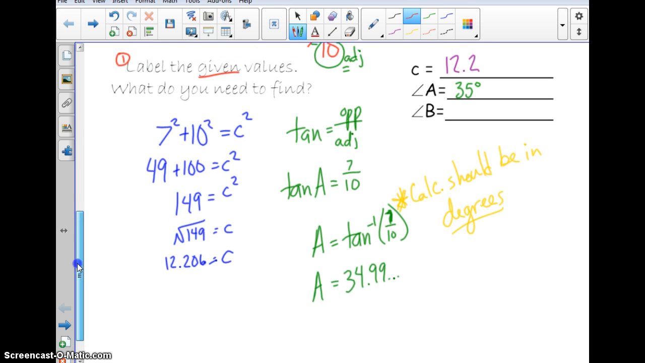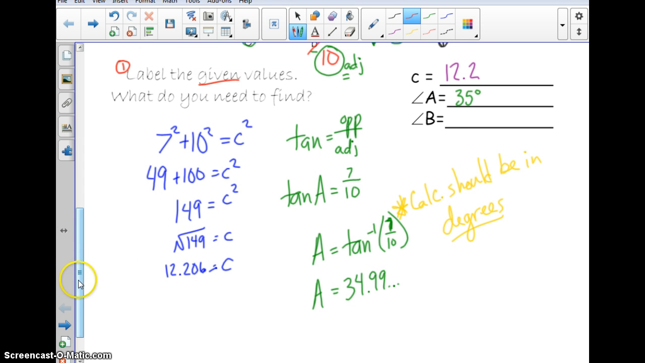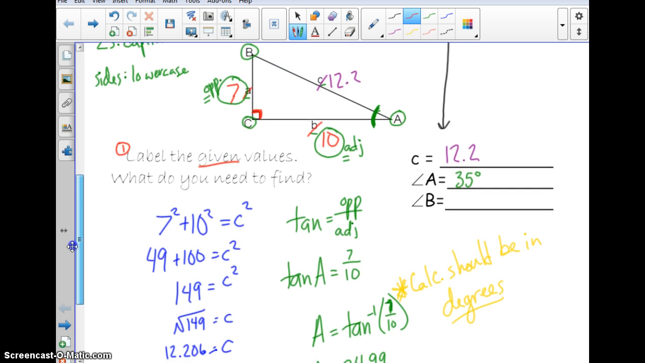So if we get 35 for angle A, then the next thing we need to do is find angle B. If I go back up and look at my picture, this angle I just solved is 35 degrees. I have 90 over here for angle C, and I have 35 for angle A. So now I can use 180 minus 90 minus 35. I can take the triangle, subtract C, subtract A, and that gives me angle B. When I do that math, I get 55 degrees for angle B.